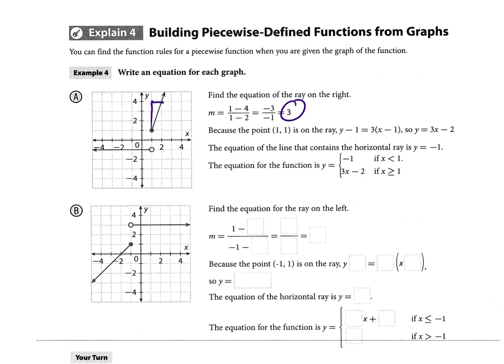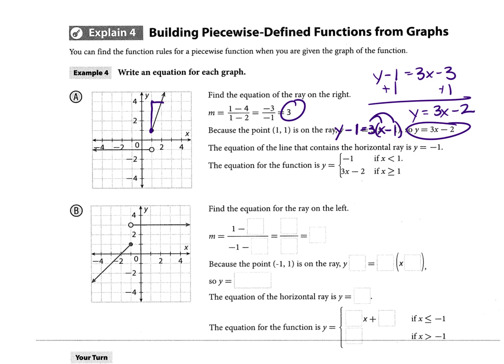Because the point (1, 1) is on the ray, we have a closed circle, so we're going to use that equal to symbol in our inequality. And we can also use that to plug into point slope form. So we have y minus y1 equals m times x minus x1. We can distribute. That would turn into y minus 1 equals 3x minus 3. Then add the 1 to both sides, and we get y equals 3x minus 2.